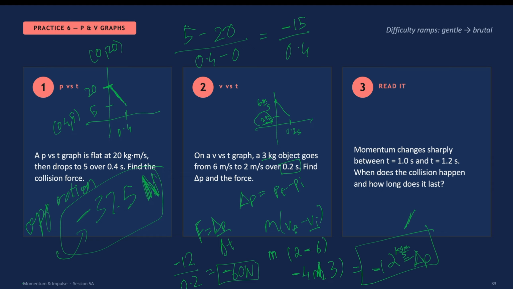Now let's look at question 3. Momentum changes sharply between t equals 1 second and t equals 1.2 seconds. When does the collision happen and how long does it last? The collision happens at 1.0 second, right? It starts at 1.0 seconds because that's when the momentum seems to start changing. And then it lasts for 0.2 seconds because that's 1.2 seconds minus 1 second. Okay? And yeah, that's it.